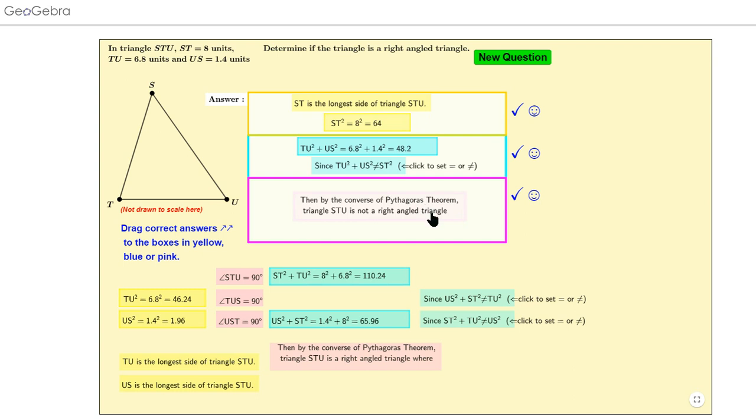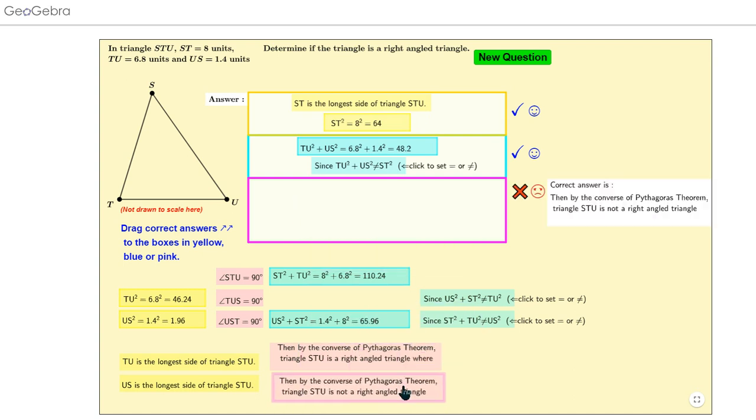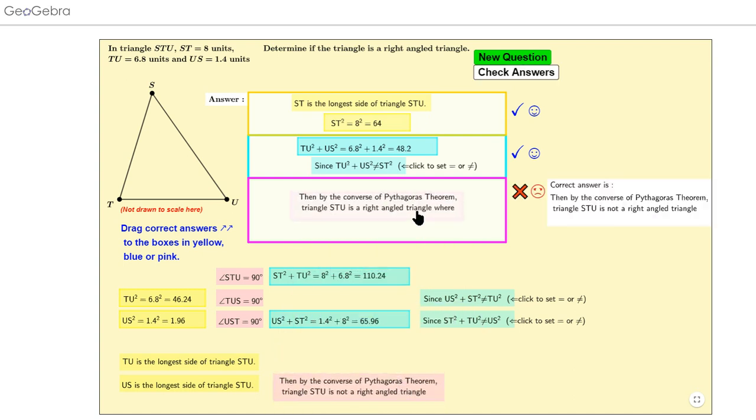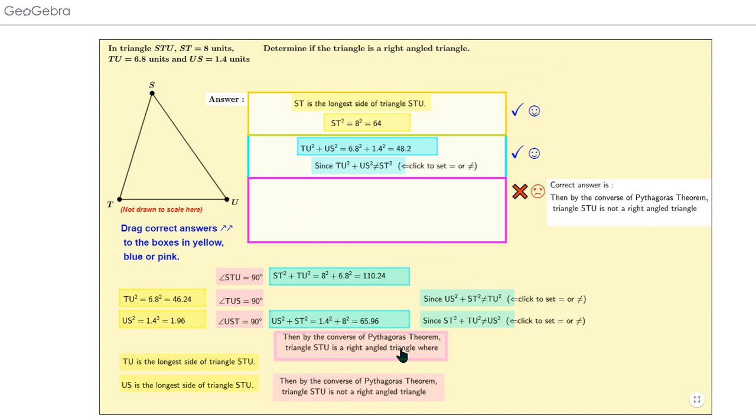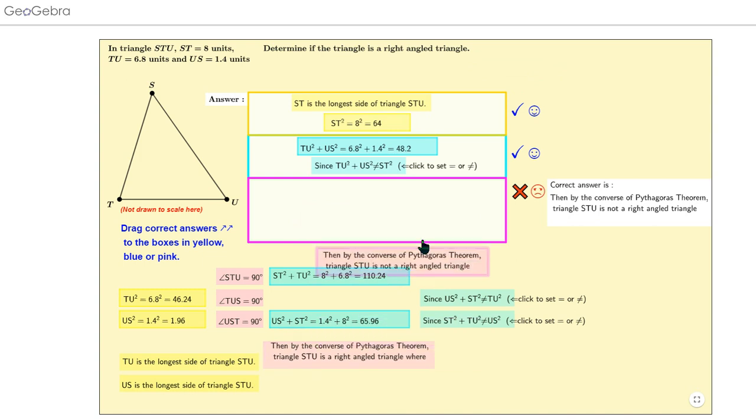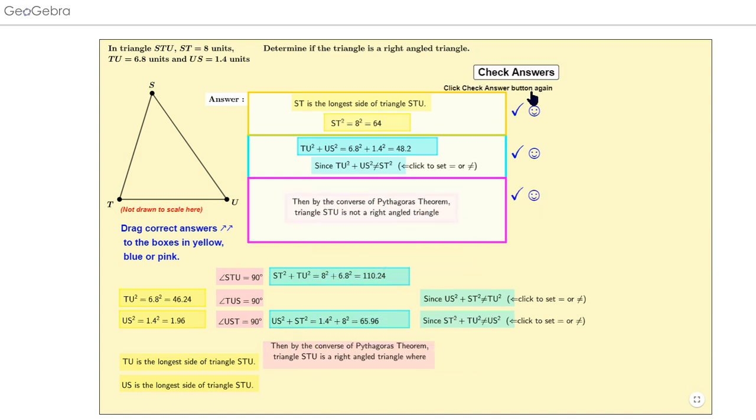Now suppose you had chosen the wrong conclusion, then there would have been feedback that the answer was wrong when you check the answers. But you will get the correct answer feedback. Okay, now let's put the correct answer back again. And when you click check the answers, you should get a prompt for a new question.